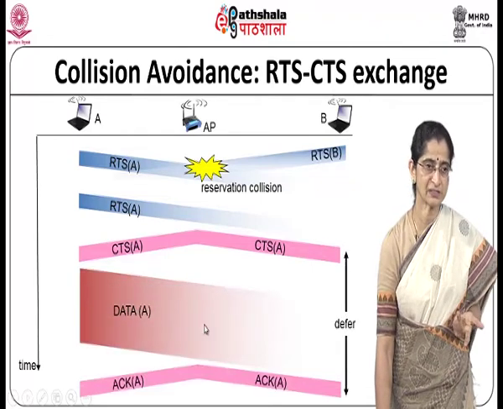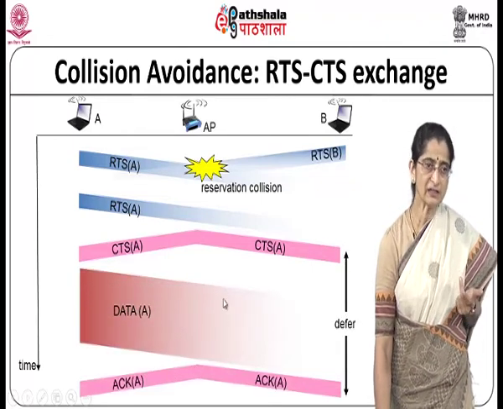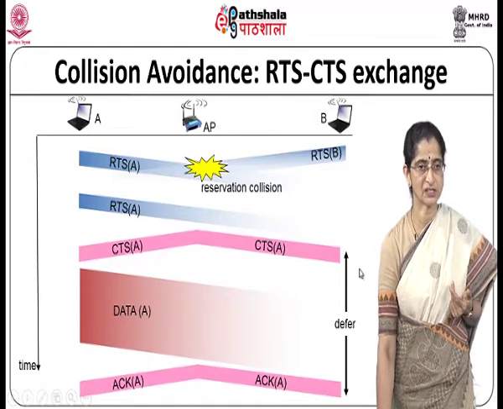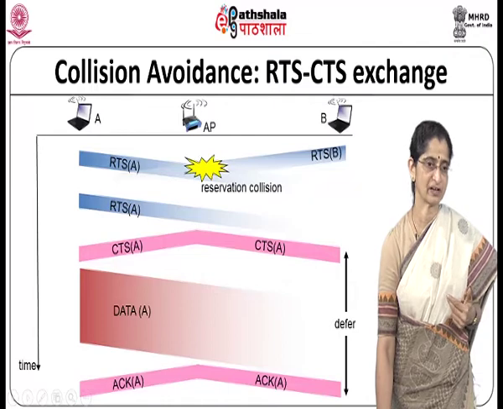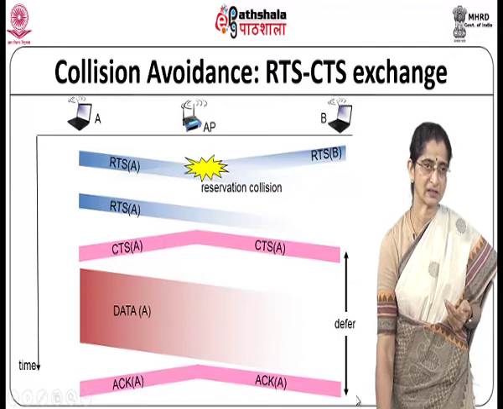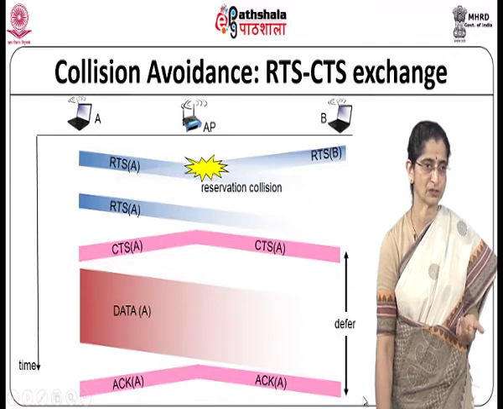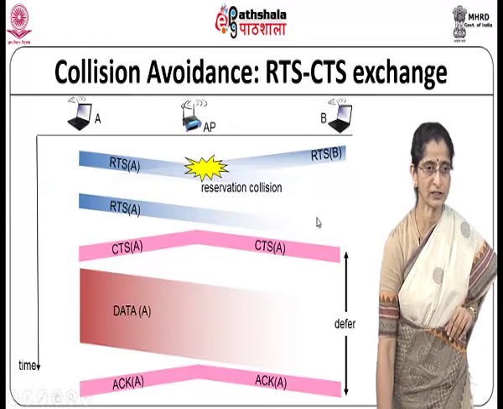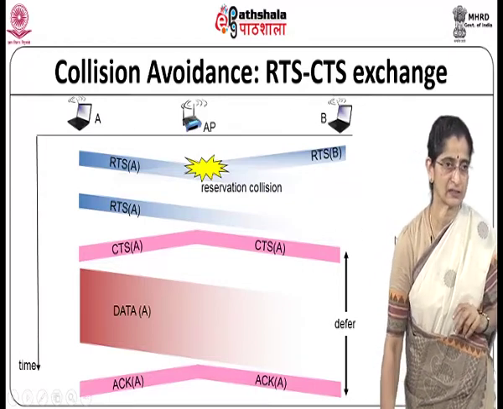Now A sends its data, right, and until the access point acknowledges that, the other stations, B for instance in this case, will defer transmission and it will try to access the channel only after this point of time. So you can see how the RTS-CTS exchange helps to avoid the collision. So this is the key technique that is used.